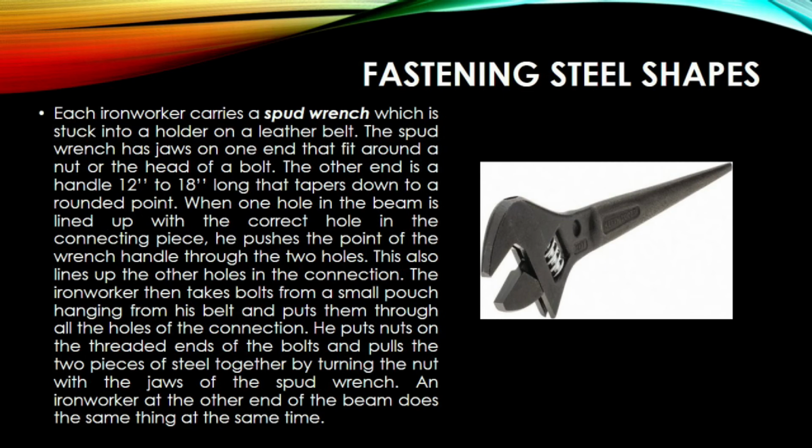When one hole in the beam is lined up with the correct hole in the connecting piece, he pushes the point of the wrench handle through the 2 holes. This also lines up the other holes in the connection.